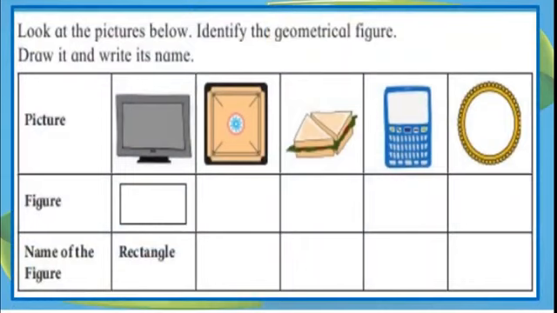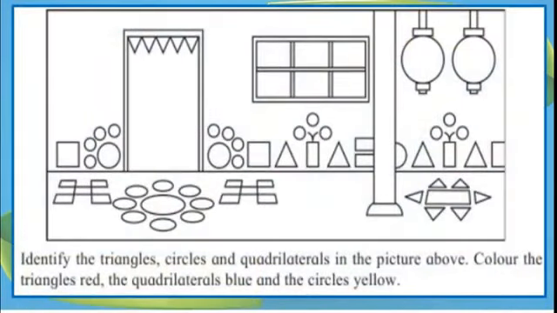Now students, here one table is there. You have to complete this. Now you have to identify the geometrical figure, draw it and write its name. This is in your textbook on page number 1. Okay, you have to complete this with the help of a pencil in your textbook. And one more picture is there below that. Here, what is asked? Let me read.